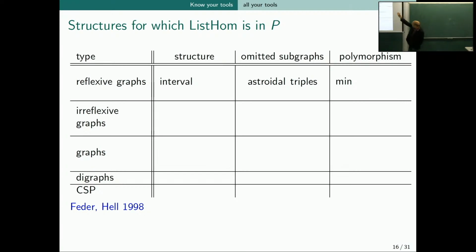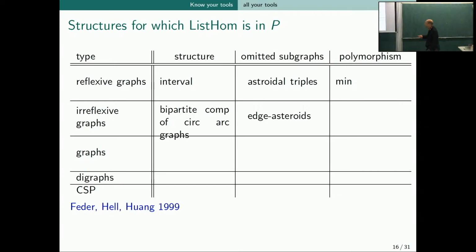I have various characterizations. Here's a structural characterization, and here's an omitted subgraph characterization. It was known then that interval graphs are exactly the graphs that have no asteroidal triples. I don't want to explain what an asteroidal triple is because I think they're ugly. They're also characterized by the existence of a min ordering, a min homomorphism.